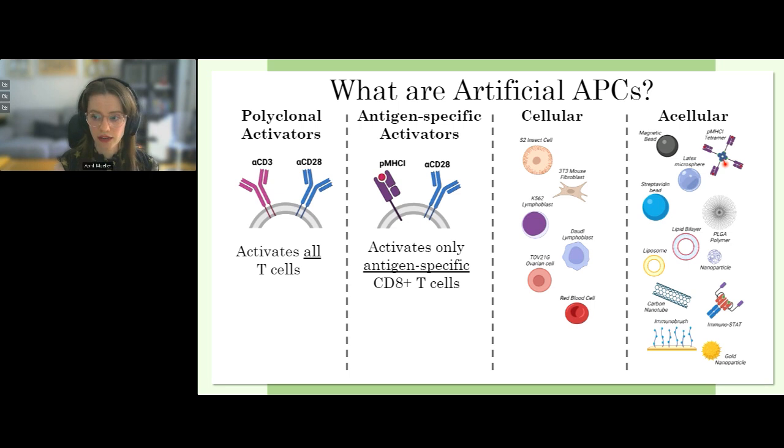On the other hand, we have the acellular artificial APCs, which use some sort of matrix that is bound to the activation signals, such as latex beads, polymers, gold nanoparticles, or pure protein. But again, a majority of these products also need to be removed from the infusion product because they can generate an immune response in themselves.